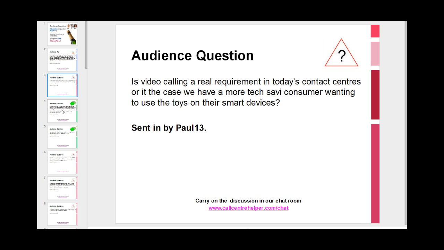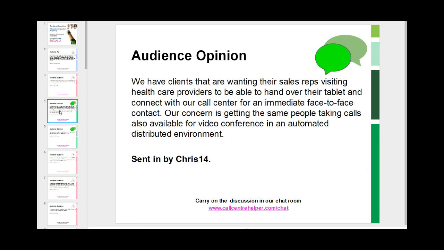cases. Indeed, certainly. What I'm seeing is a lot of retailers are starting to use video on their sales functions. Chris has said we have clients that want their sales reps visiting healthcare providers to be able to hand over their tablet and connect with our call center for an immediate face-to-face contact. Our concern is getting the same people taking calls also available for video conference in an automated, distributed environment.